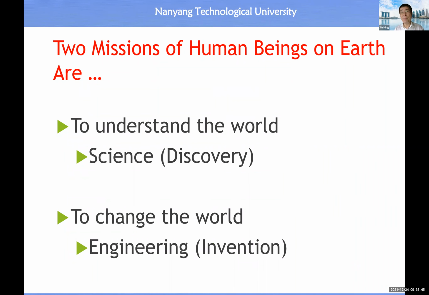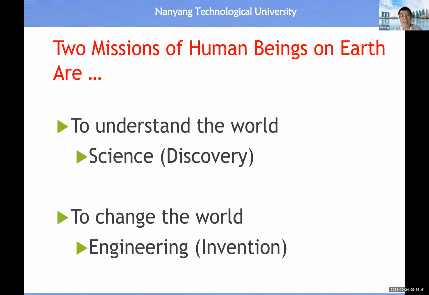Just now I already mentioned the two major mental activities of a human being on Earth: the innate motivation to understand the world and to change the world. It's natural from the mind of a human being, because the mind has this tendency to understand the world and also to improve the world, right? Through the discovery of knowledge about the world, we can understand the world. Through the invention of new, better objects, intelligent systems, intelligent machines, intelligent products, we try to improve the world. In neutral terms, that is to change the world, right?